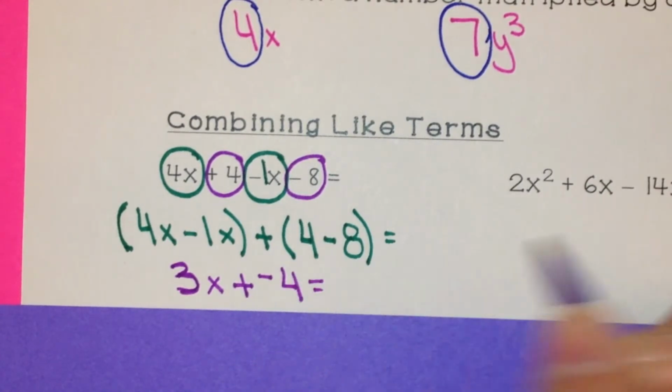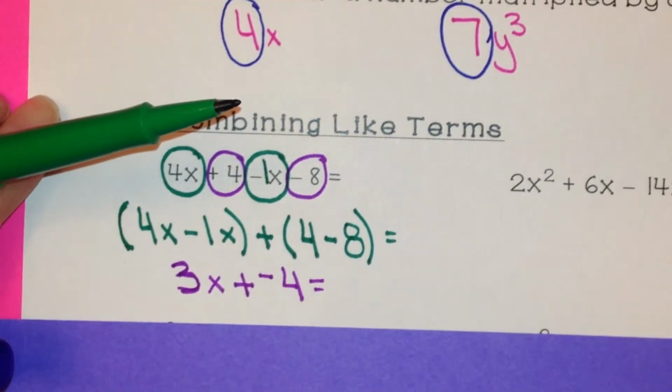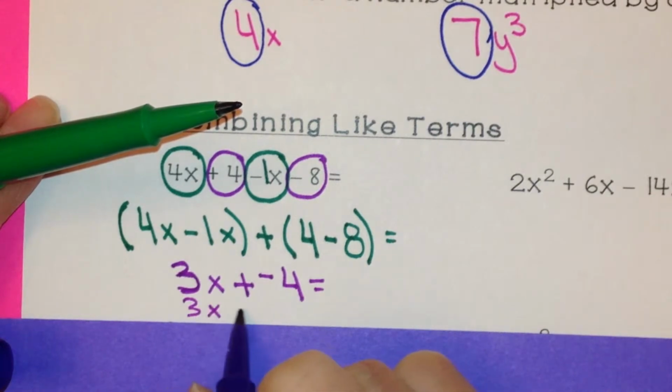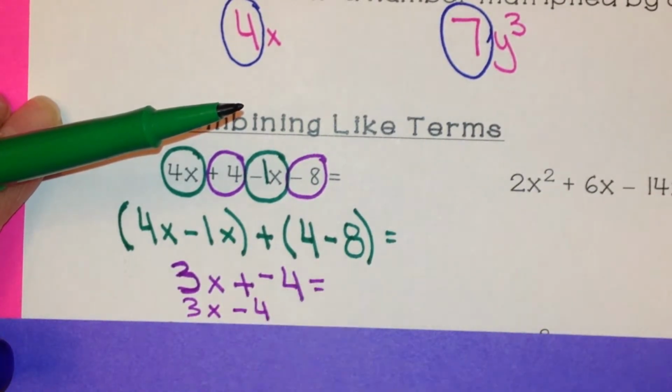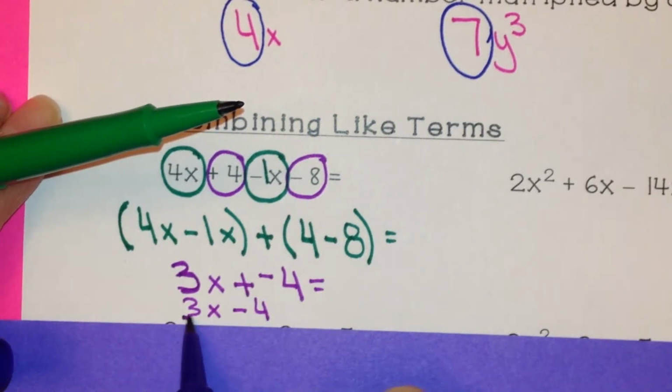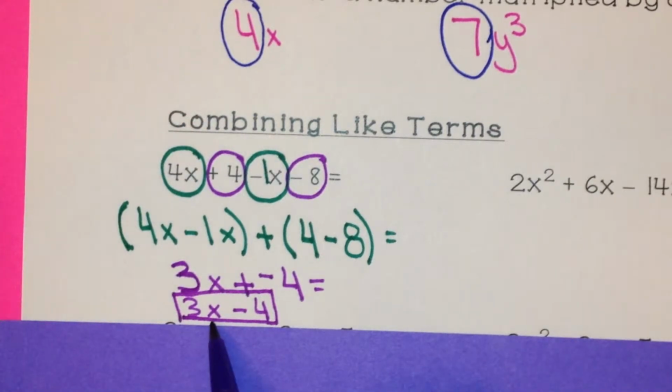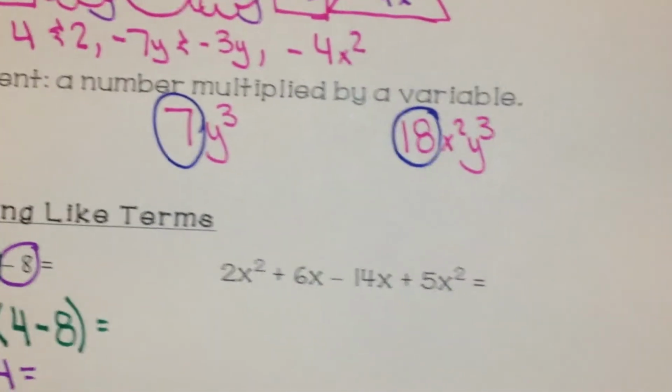And if I want to simplify this, I can simplify it to 3x minus 4 so that I can get rid of the plus and negative. And this is as reduced as it can get. You cannot combine an x term with a term without the same variable. All right, so let's try another one.